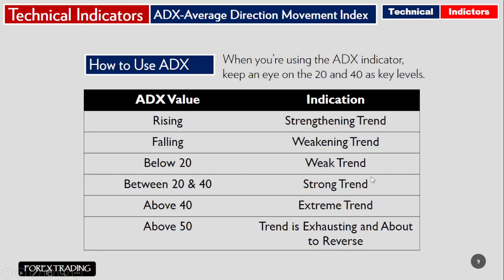Okay, all right. So this is another way to look at the ADX values. If the ADX value is rising, it means the trend is strengthening. If it's falling, it's a weakening trend. Below 20, weak trend. Between 20 and 40, strong trend. Above 40, it's an extreme trend, moving towards an extreme or peak trend. And above 50, the trend is exhausting and about to reverse. So these are some of the points that you need to remember when you use ADX, the average directional movement index.